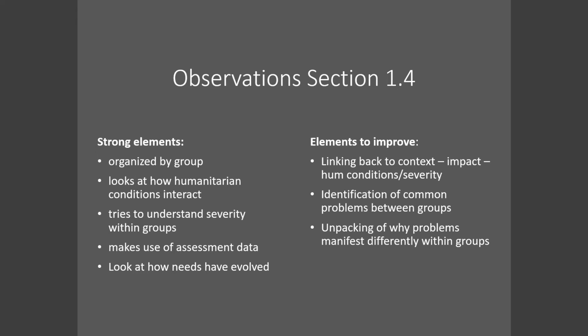I hope you took the time to look at one, maybe two concrete examples. Now some general observations on section 1.4. Generally considered as good emerging practice is when section 1.4 is organized by group, allowing for a people-centered analysis. It looks at how the humanitarian conditions interact, and it tries to understand severity within the groups. It makes good use of assessment data and looks at how needs have evolved over time.